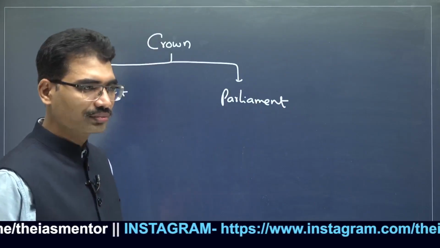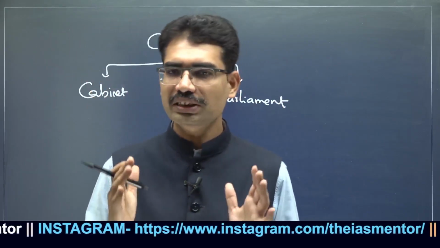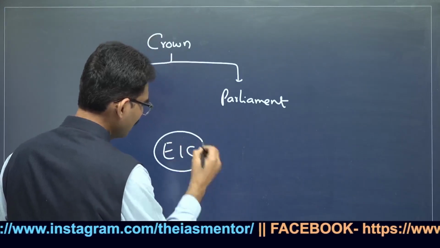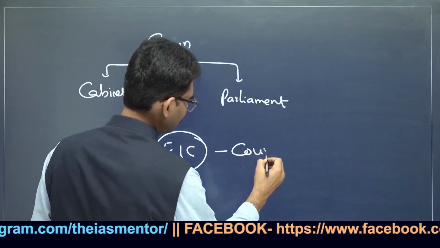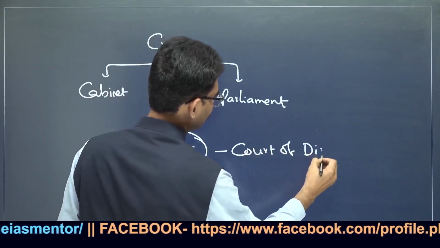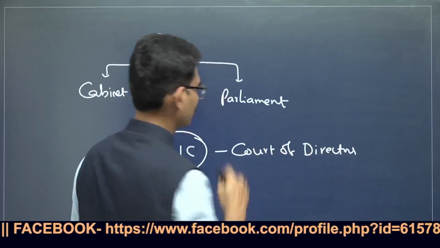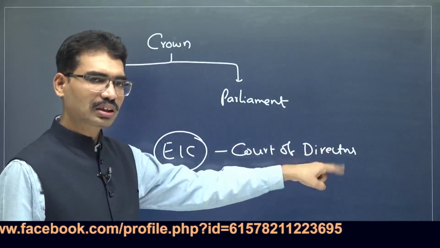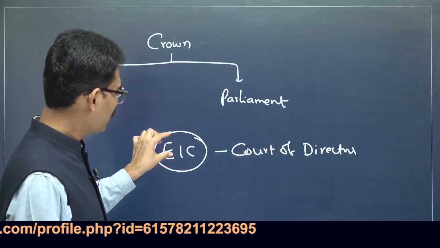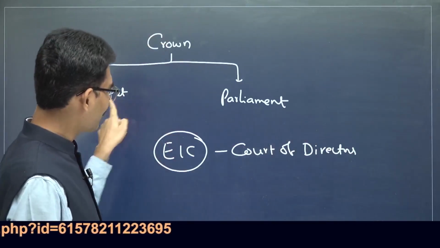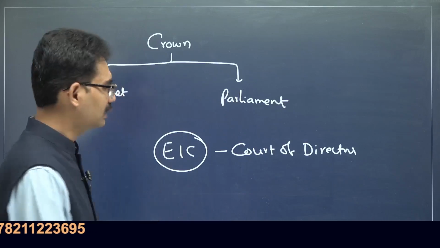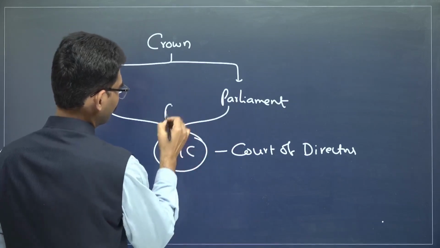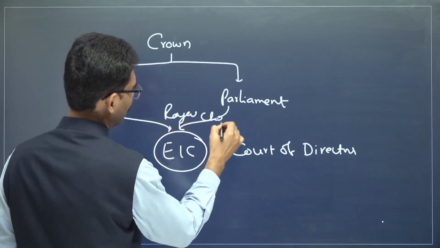Charter Act. Royal monopoly, East India Company got this. Now, East India Company is run by the Court of Directors. These Court of Directors are answerable to shareholders. And what is the relationship between Crown, Cabinet and Parliament and East India Company? That is the Royal Charter.